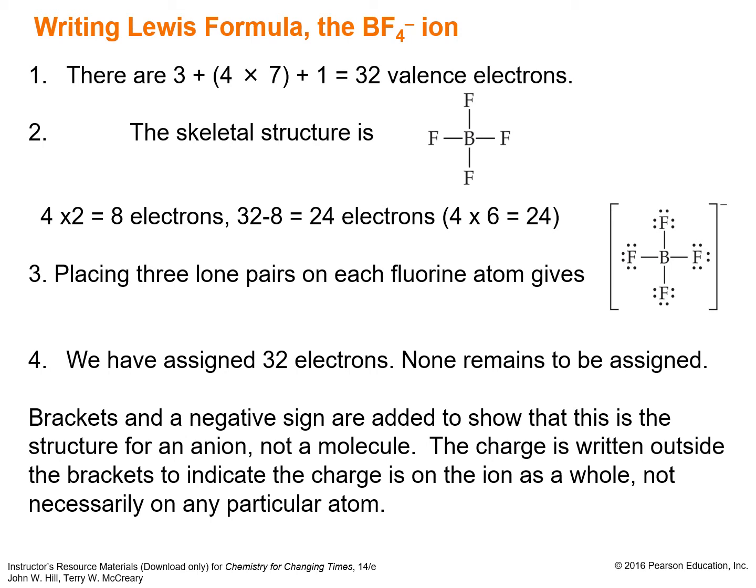Okay, so here in this case you have 3 from bromine, 4 atoms of fluorine times 7, because that's the valence electrons for fluorine, plus 1 for the charge. So you have 32 valence electrons, and then you start drawing the skeletal structure. So you have bromine at the center and fluorines at the terminal ends because they're more electronegative than bromine.